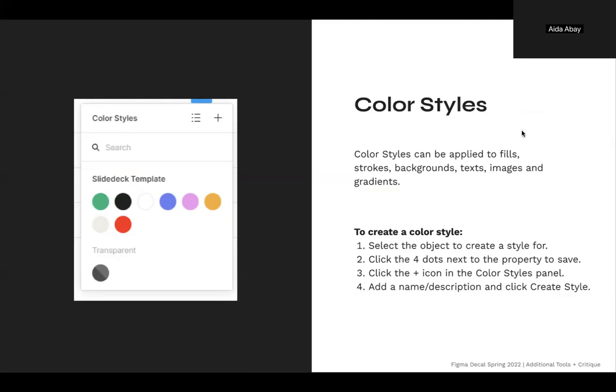And then click the plus icon in the color styles panel. And then you add a name and description. And then you can click create style. And then it'll always be there for you to access whenever you go back and you try to change the color of something.